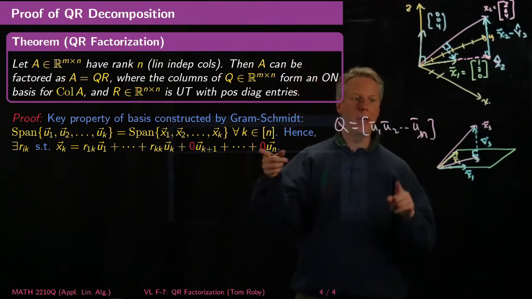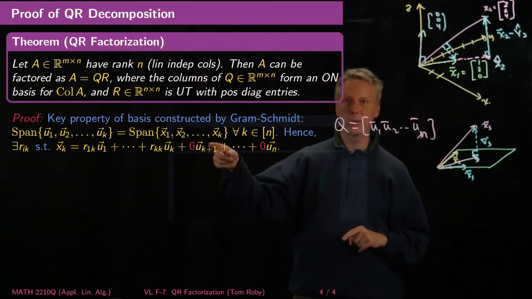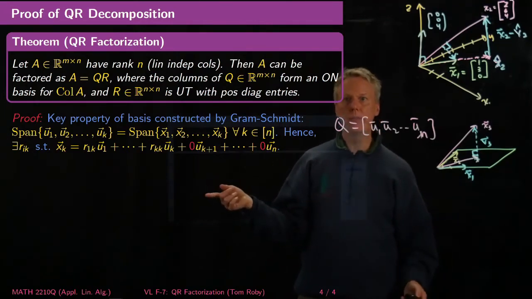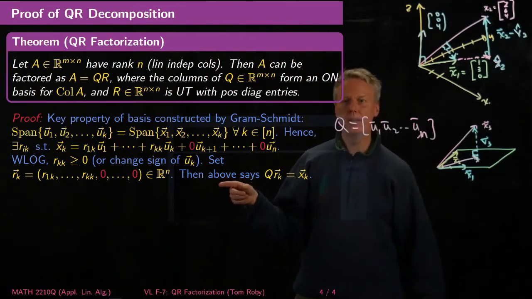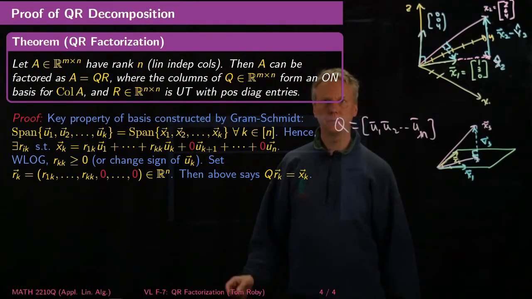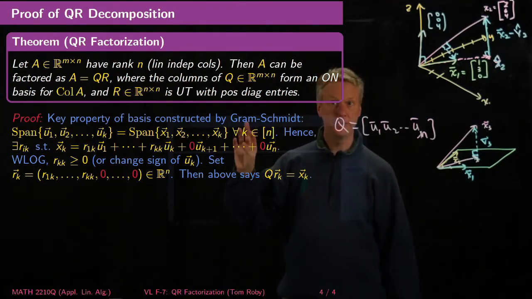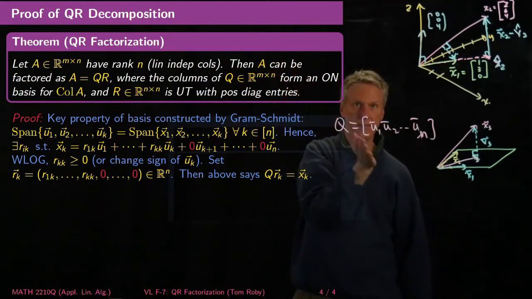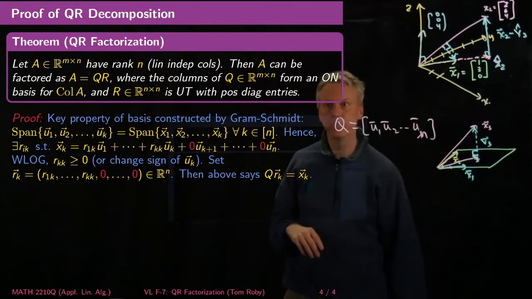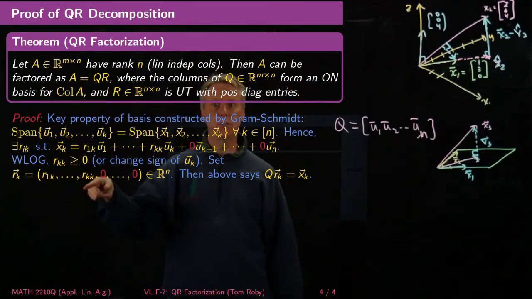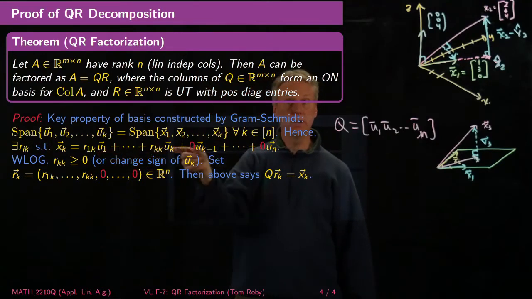Now in terms of the whole basis, since I really have n of these things at the end of the day, that means I really have plus 0 times u sub k plus 1 plus dot dot dot plus 0 times u sub n. And I should say that r sub kk has to be bigger than or equal to 0, or I could just change the sign of u sub k to make this work. I'll always do that, if I need to change the sign on some u sub i in order to make sure that I have positive things on the diagonal. All right, so now let's set r sub k to be this column vector, r sub 1k, the coefficients on this linear combination.